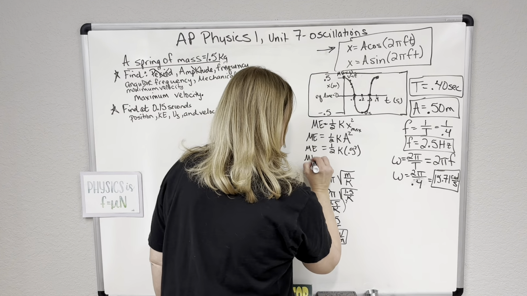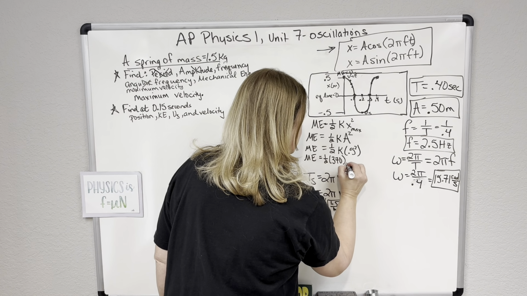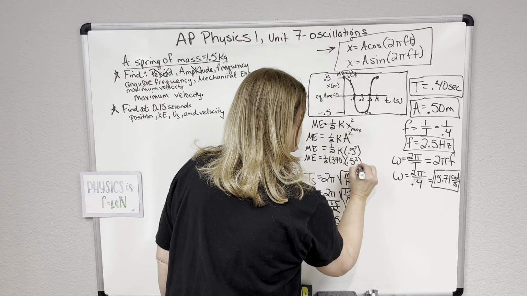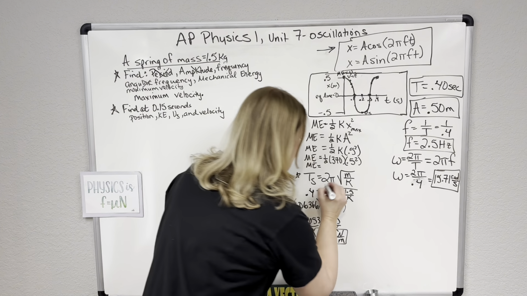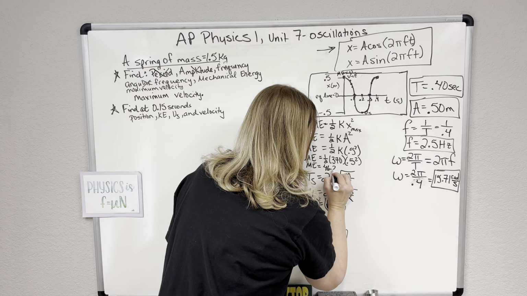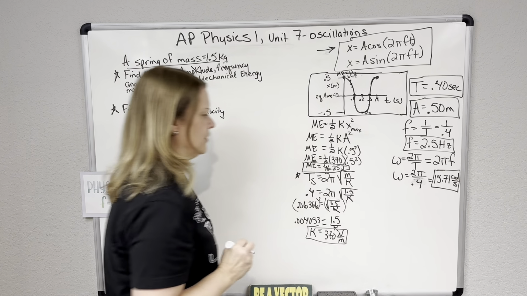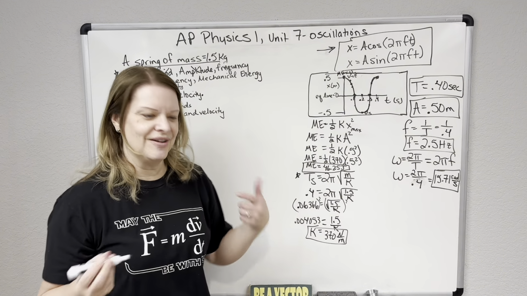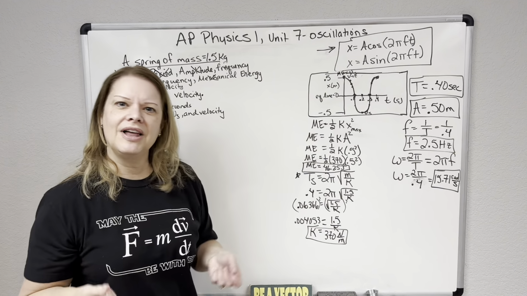So my mechanical energy is 1/2 that 370 times my 0.5 squared. So my mechanical energy is going to equal 46.25 joules. I barely gave myself room for that, but 46.25 joules. All right, mechanical energy's done. We're getting there. Now maximum velocity.